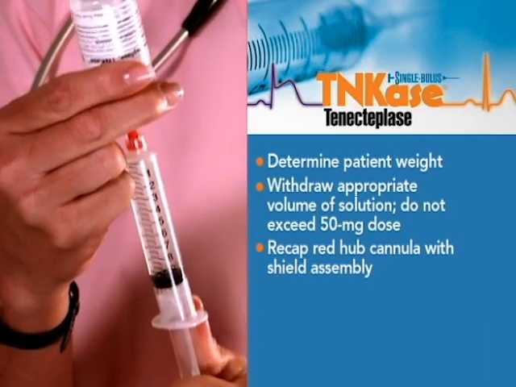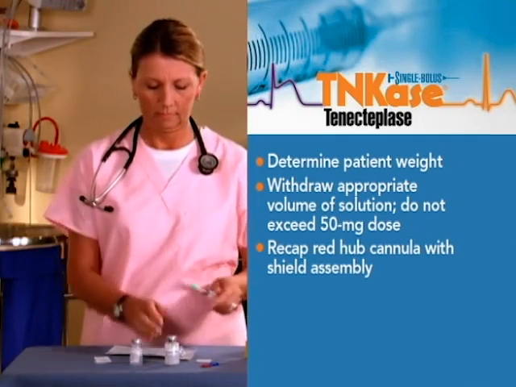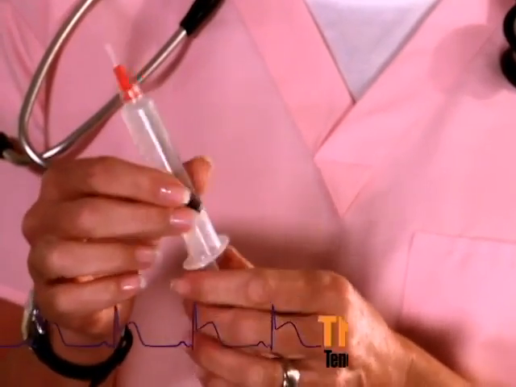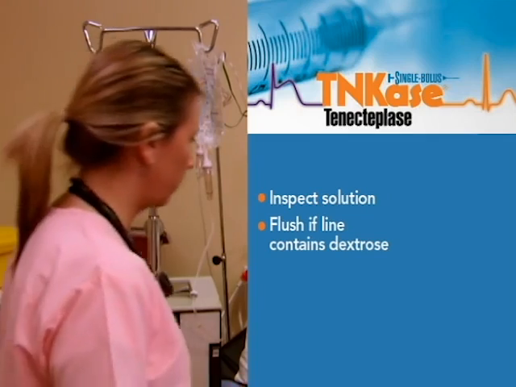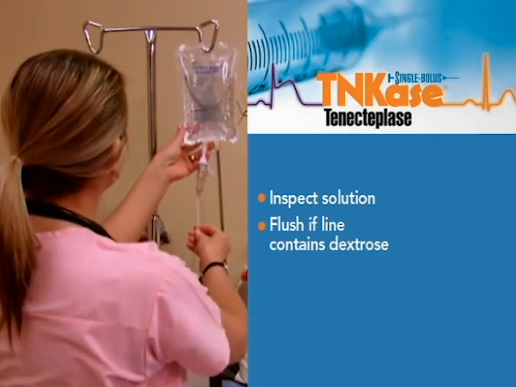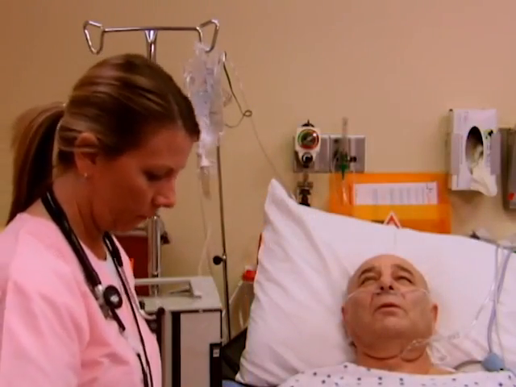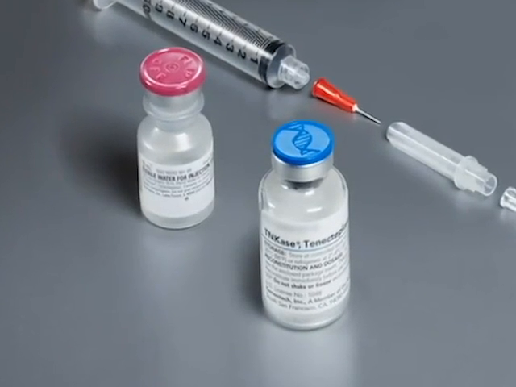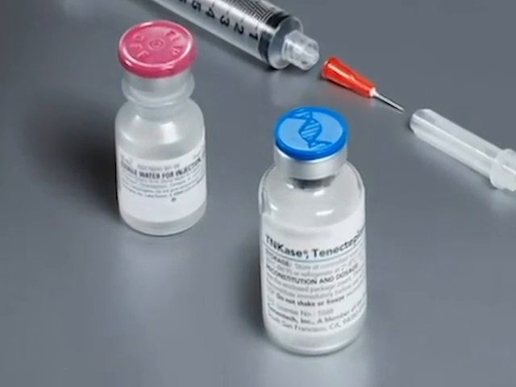When the correct dose of TNKase has been withdrawn, recap the red hub cannula with the shield assembly. Before you administer TNKase, inspect the solution for particulate matter and discoloration. And, if you are using a line that contains dextrose, you'll need to flush that line with a saline solution before you administer TNKase. TNKase has no antibacterial preservatives, and it should be reconstituted immediately before use. If it is not used immediately, refrigerate the solution at 36 to 46 degrees Fahrenheit and use it within 8 hours.